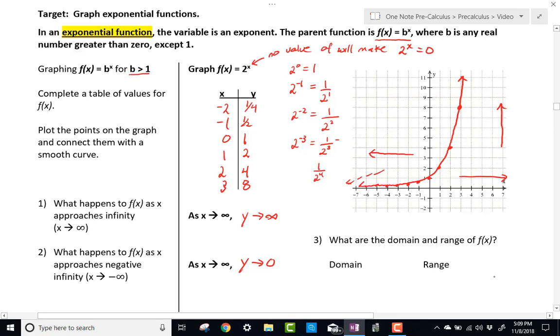Okay? Now if I look at this graph, it says what are the domain and range? Well, the domain, again, I can continue to plug in positive values of x and negative values of x, so my domain is x in the set of reals.